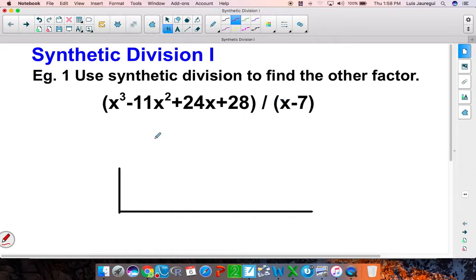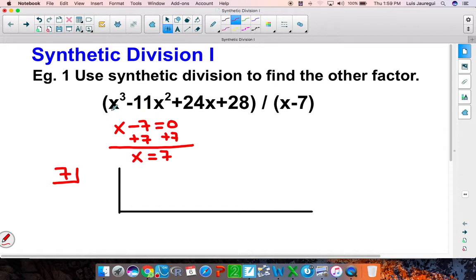Let's go ahead and start off by setting our denominator equal to 0. And notice, let's solve for x by adding 7 to both sides. So x is equal to 7. Let's go ahead and write our 7 over here. Now, let's go ahead and list the coefficients for our polynomial here.